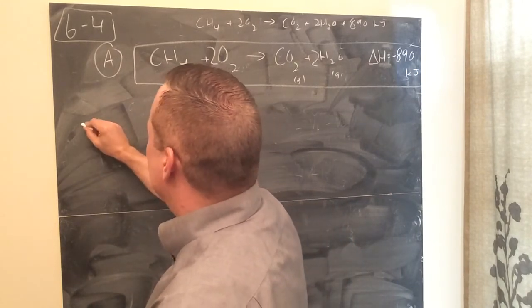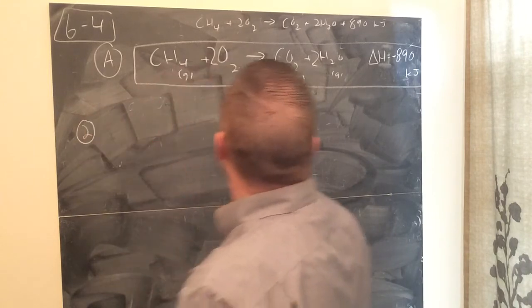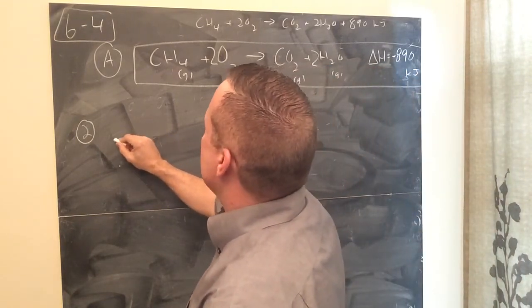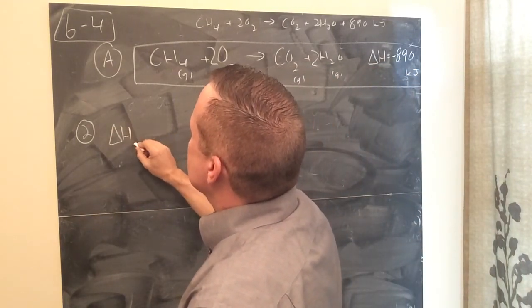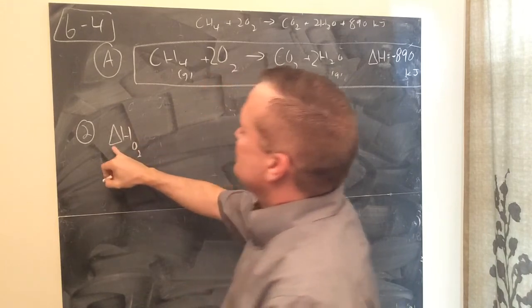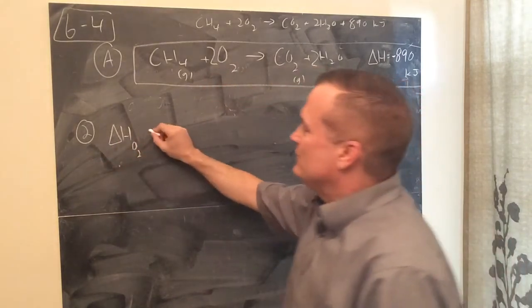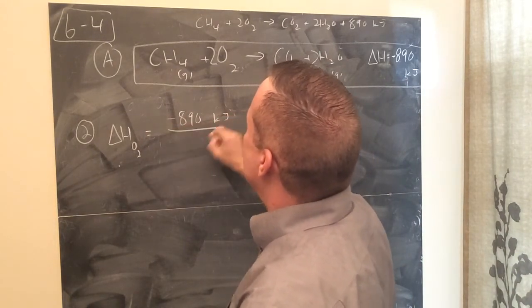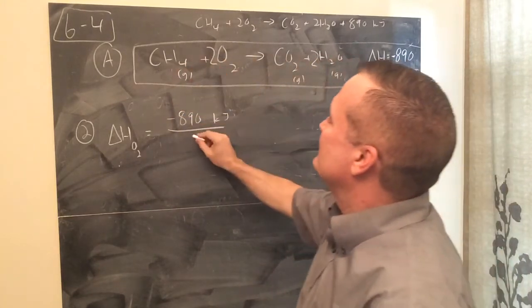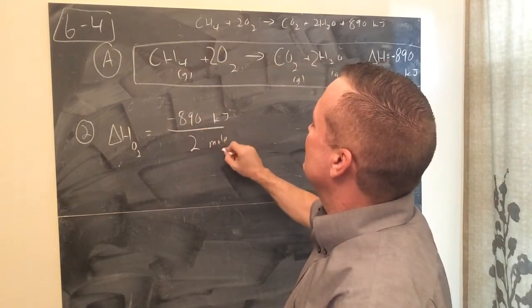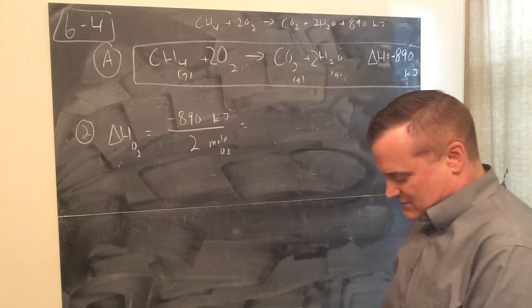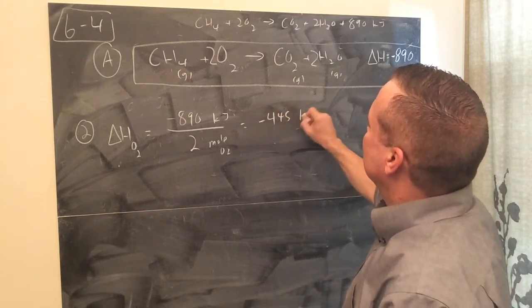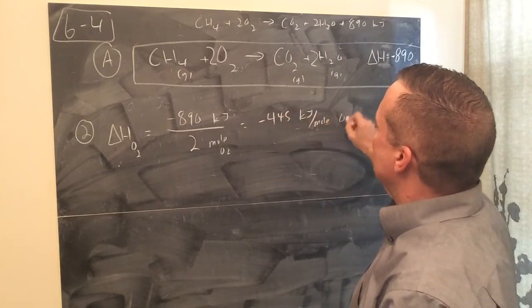Okay, here's what you would do for that one. For number two, the enthalpy per mole of O2. It says negative 890 kilojoules. So delta H, sometimes I'll write O2 down here at the bottom. Delta H per mole of O2 would equal negative 890 kilojoules divided by, look at the equation, how many moles do you have? 2 moles of O2. So 890 divided by 2 is 445. Negative 445 kilojoules per mole of O2.